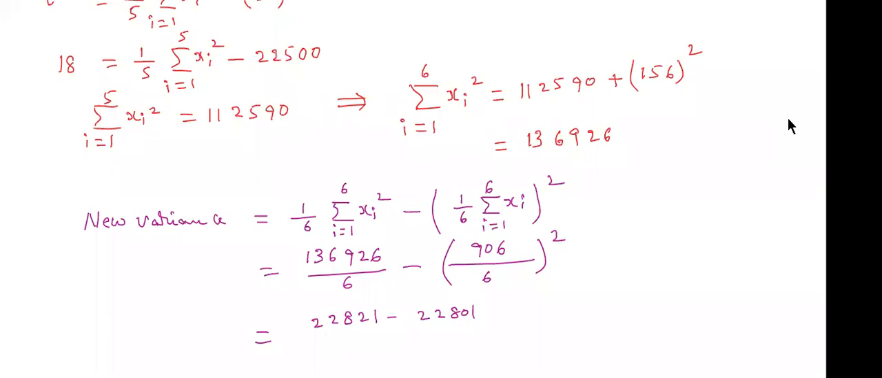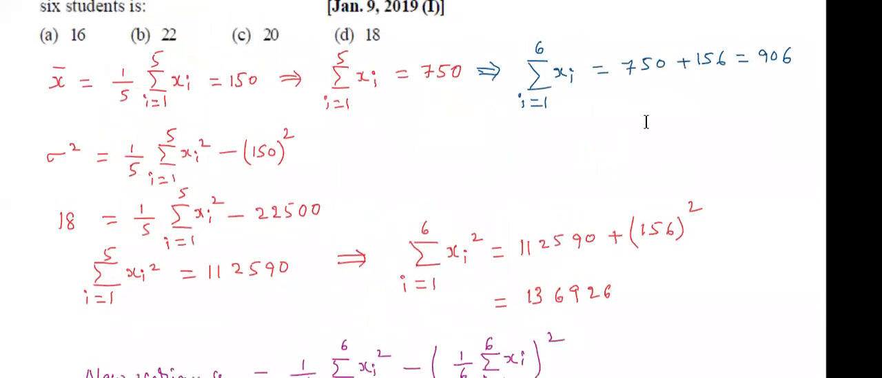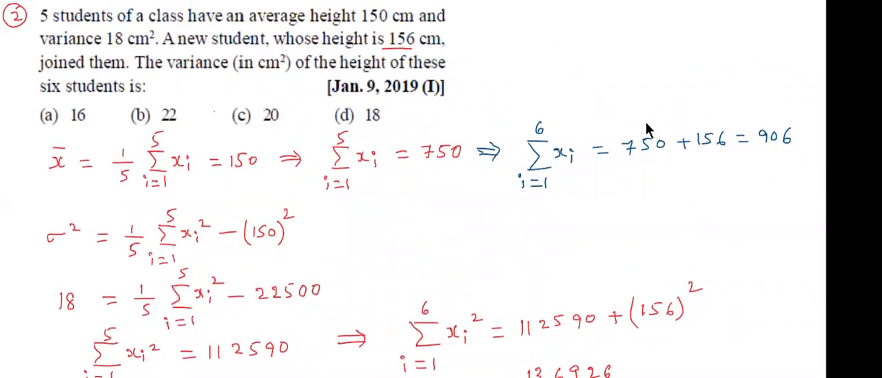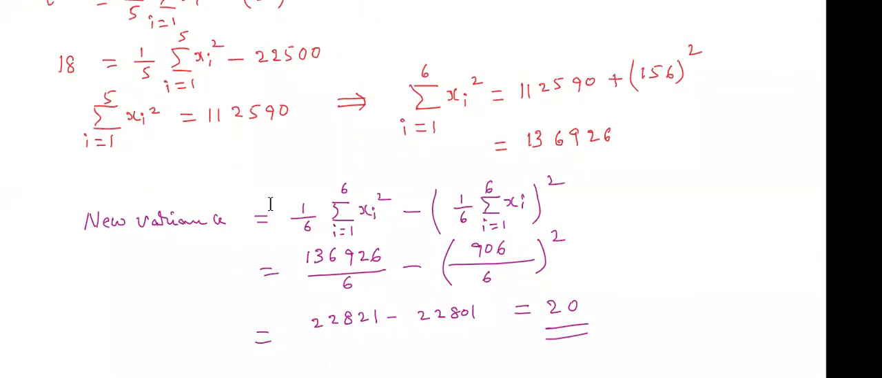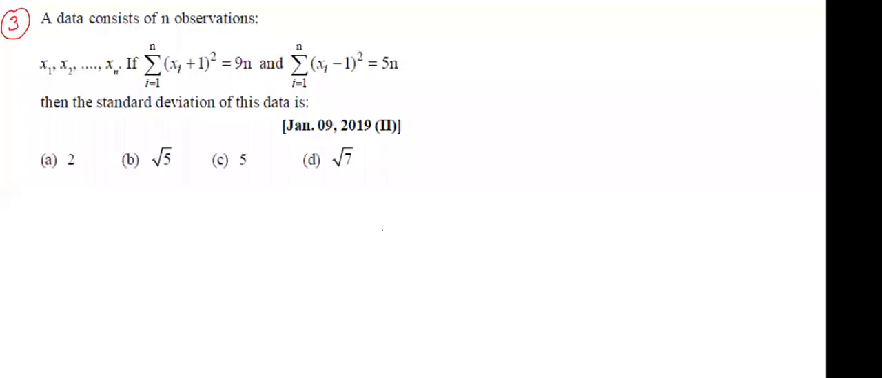So after calculation we get 22,821 minus 22,801. Now subtract this, we get the answer 20. Okay, so the new variance is 20. Which option is correct? C is correct. Okay, students, did you understand? This is a lengthy calculation. That's why do it carefully, then you'll get the answer. Okay, right, I'm going to the next problem.